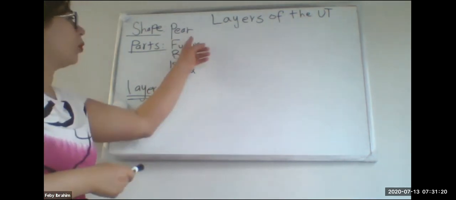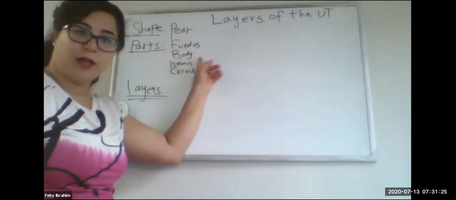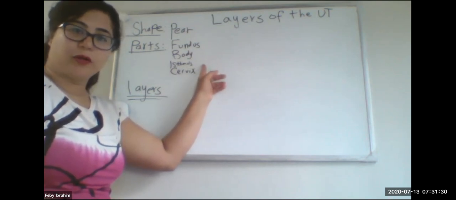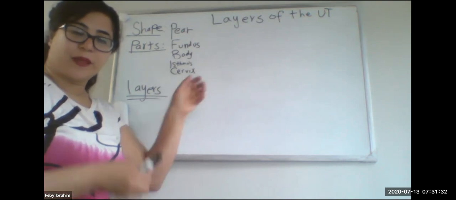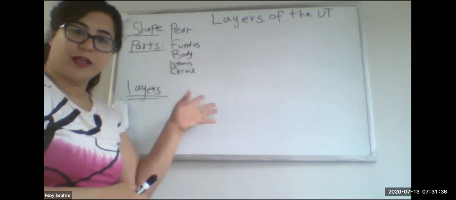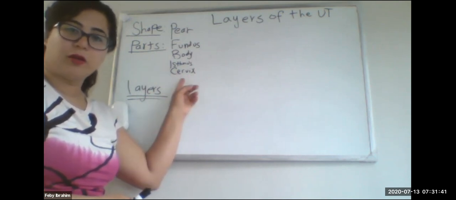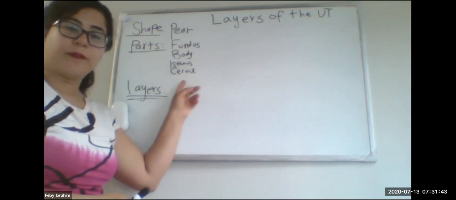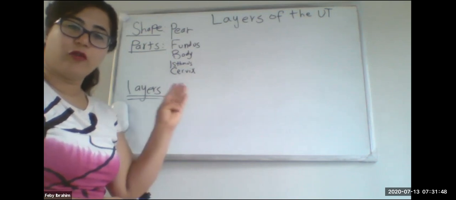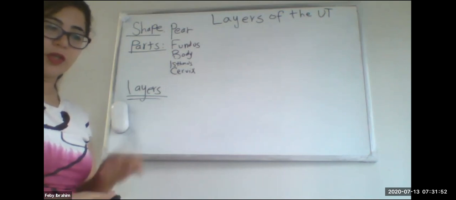So we talked about the fundus, most superior and widest; the body, largest; the isthmus, the most flexible part of the uterus; the cervix, firmly supported by two ligaments and fixed in position. It has two openings, internal os and external os. When the cervix projects into the vagina, four fornices are formed. Next, it will be the layers of the uterus.